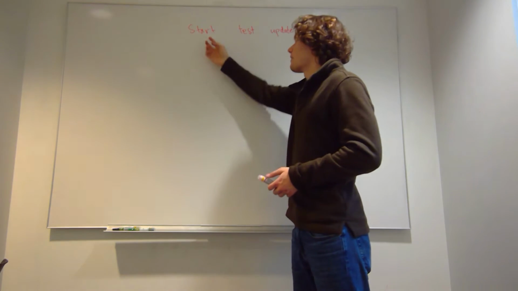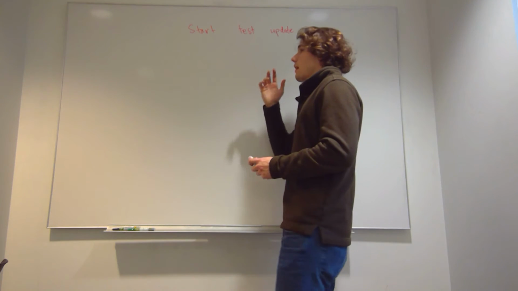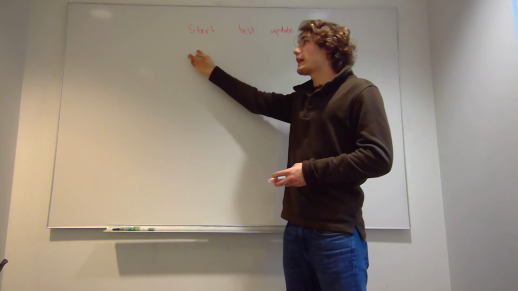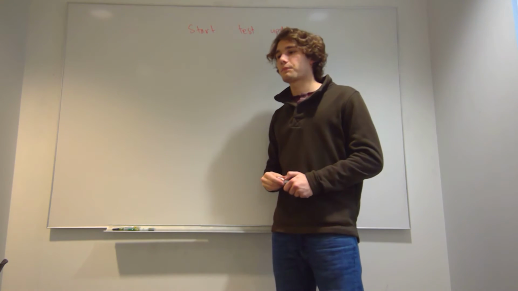For the first one, we might have 1, 10, and 1, right? That will produce 1 through 10, 1, 2, 3, 4, 5, 6, 7, 8, 9, 10. We could have 10, 4, and -2, you know, and so on.